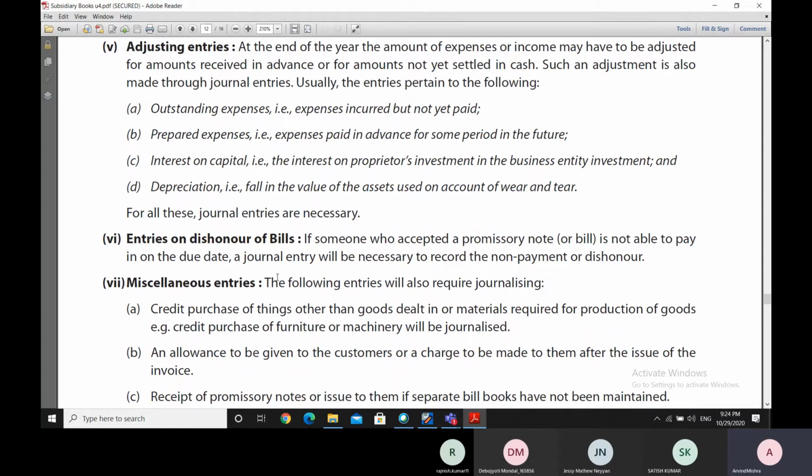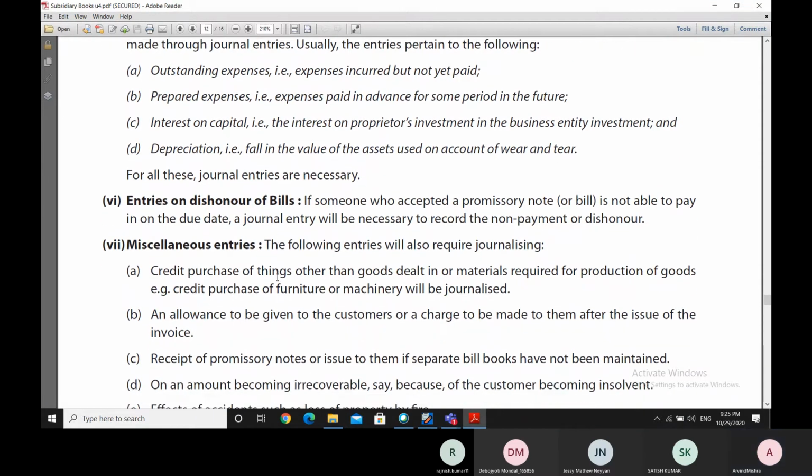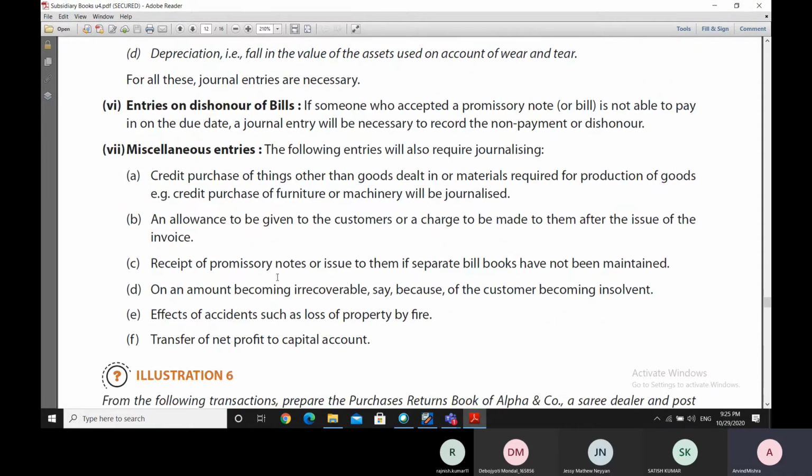Entries on dishonor of bills. We've just discussed bills. If someone who accepted a promissory note is not able to pay on the due date mentioned on the promissory note or the bill, then the journal entry will be necessary to record this non-payment of the bill or the dishonor of the bill. Apart from that, there are some other miscellaneous entries also which may need to be journalized.